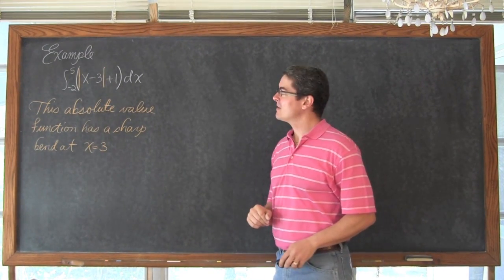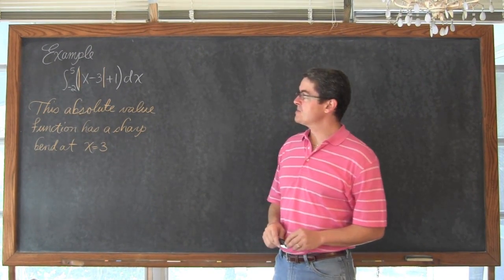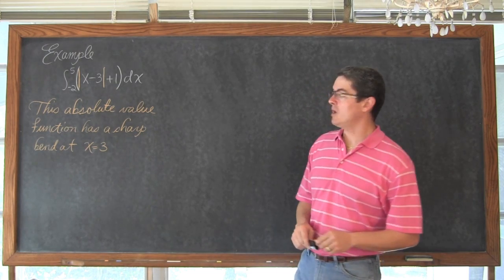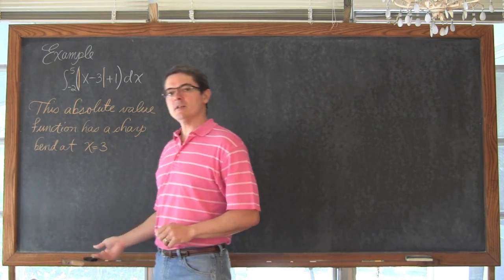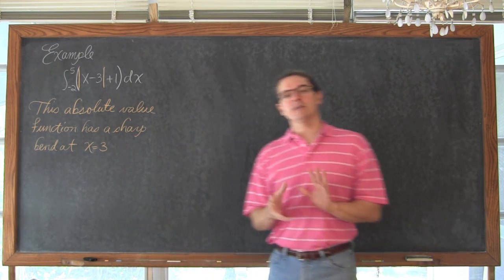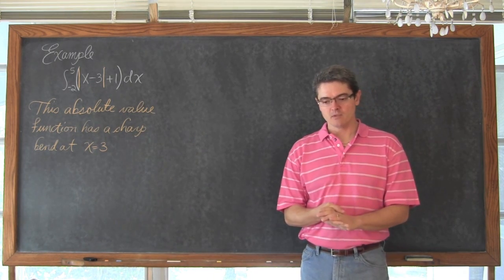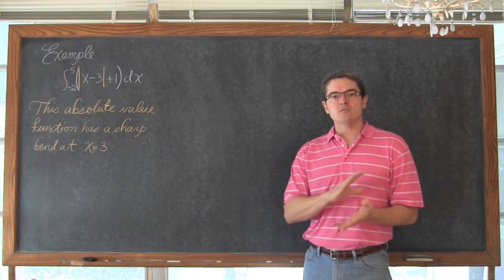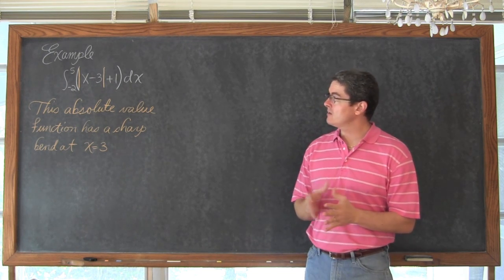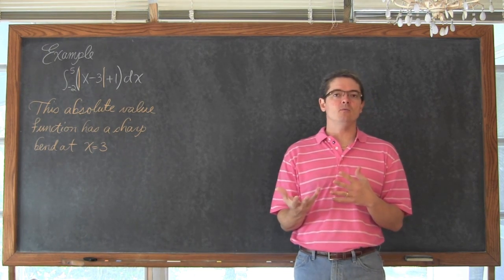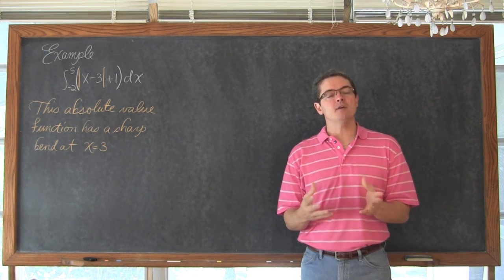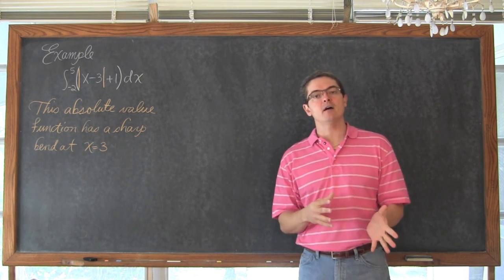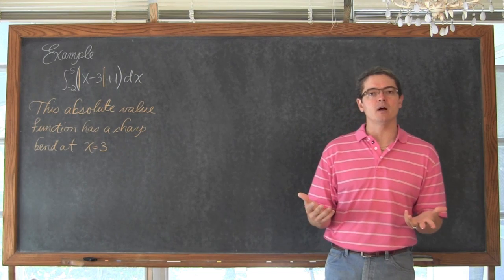Our third example: find the definite integral of the absolute value of x minus 3, plus 1, dx from -2 to 5. And we know that absolute value functions are going to give us a little bit of a special challenge because we have those sharp bends. Why do they exist? Well, of course, we know absolute value functions will tell us how far a value is from 0, basically, on a number line.